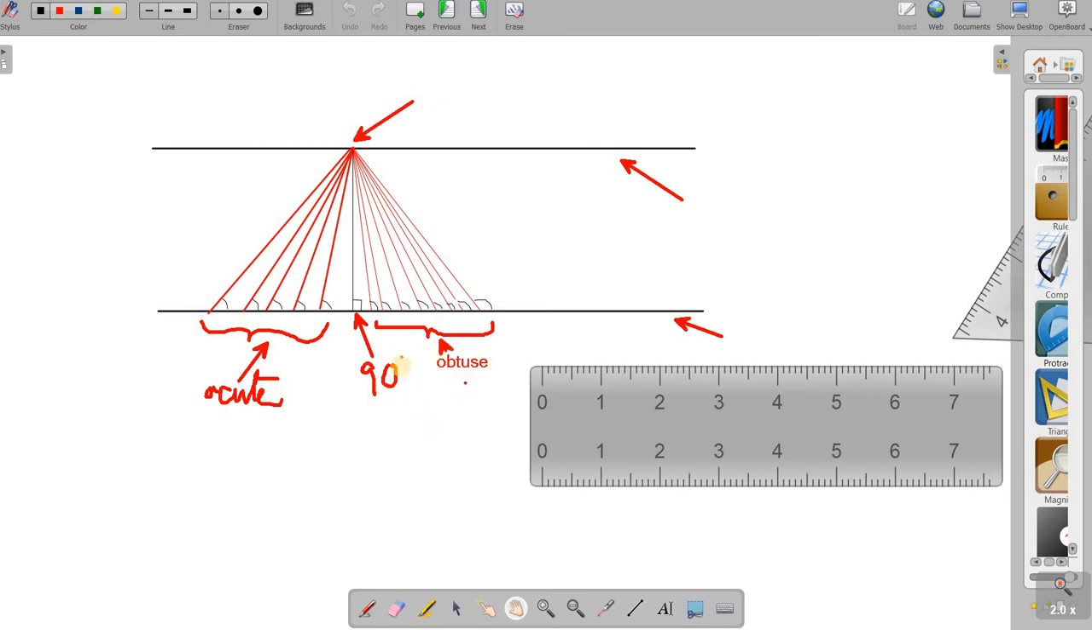Acute and obtuse. But this center one, which is black in color, is at 90 degree to both the lines. So the length of this perpendicular is called the distance between the parallel lines. The perpendicular distance between the parallel lines is the meaning of the distance between the two lines.